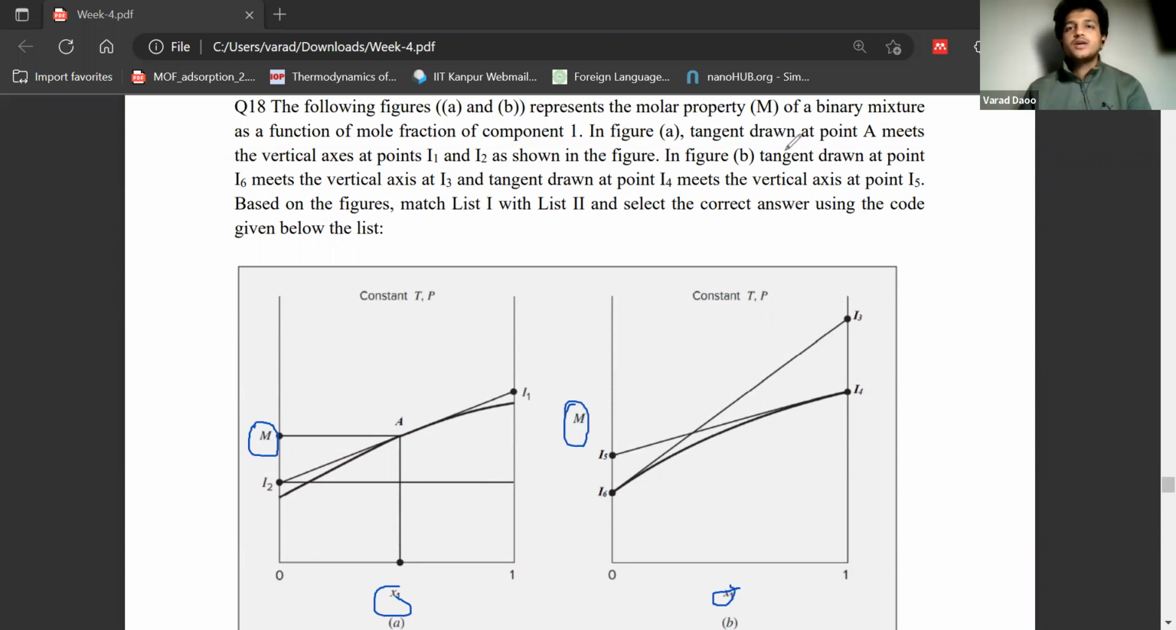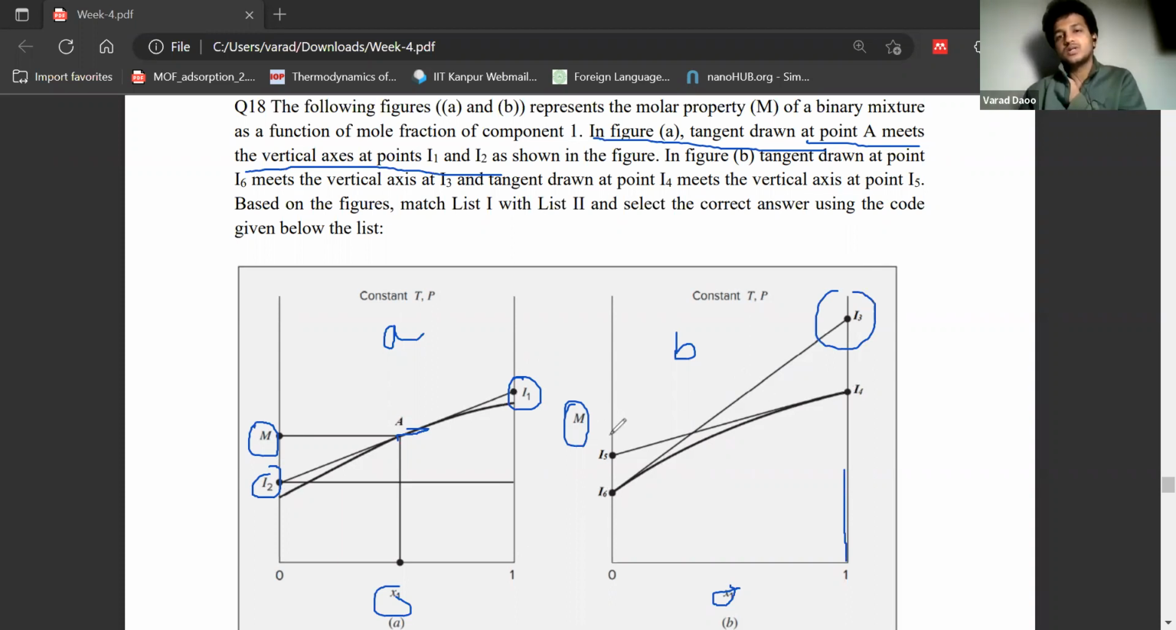In figure A, the tangent at point A meets the vertical axis at point I1. The tangent drawn at this point meets the vertical axis at x1 equal to 1 at I1 and at x1 equal to 0 at I2. In figure B, we are drawing the tangent at this point, and it meets this axis at this point, and the tangent drawn at this point meets this axis at point I5.